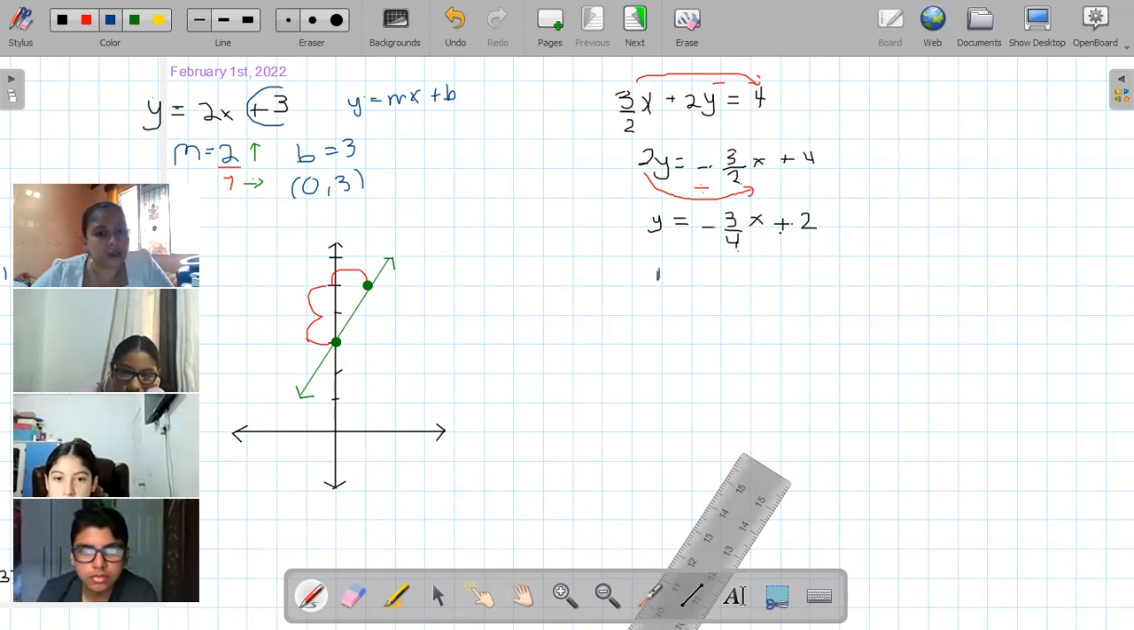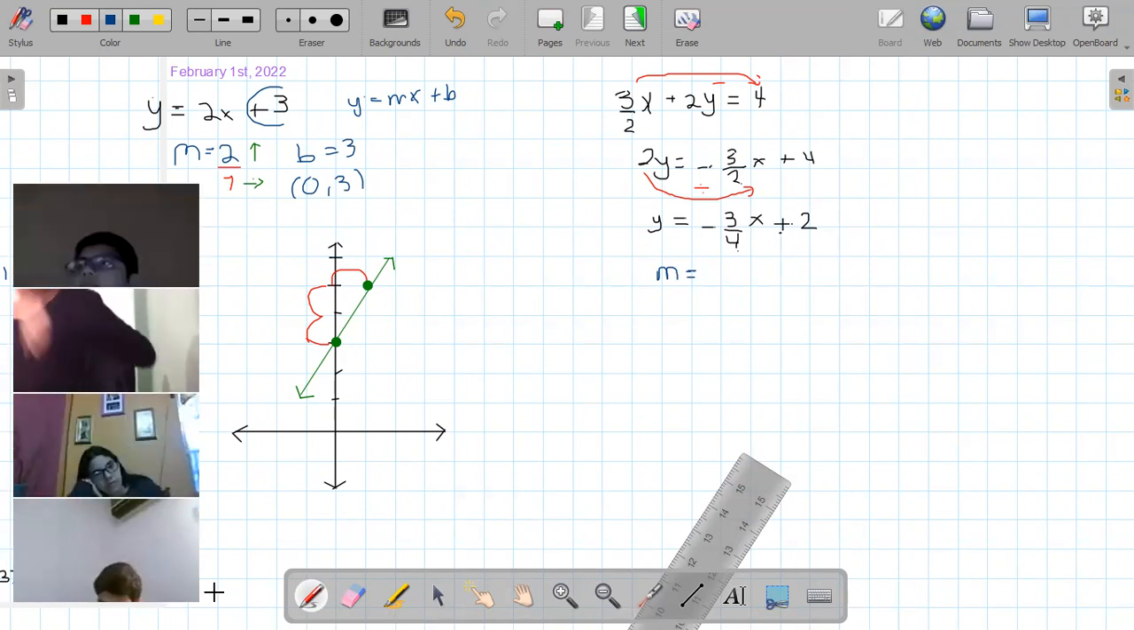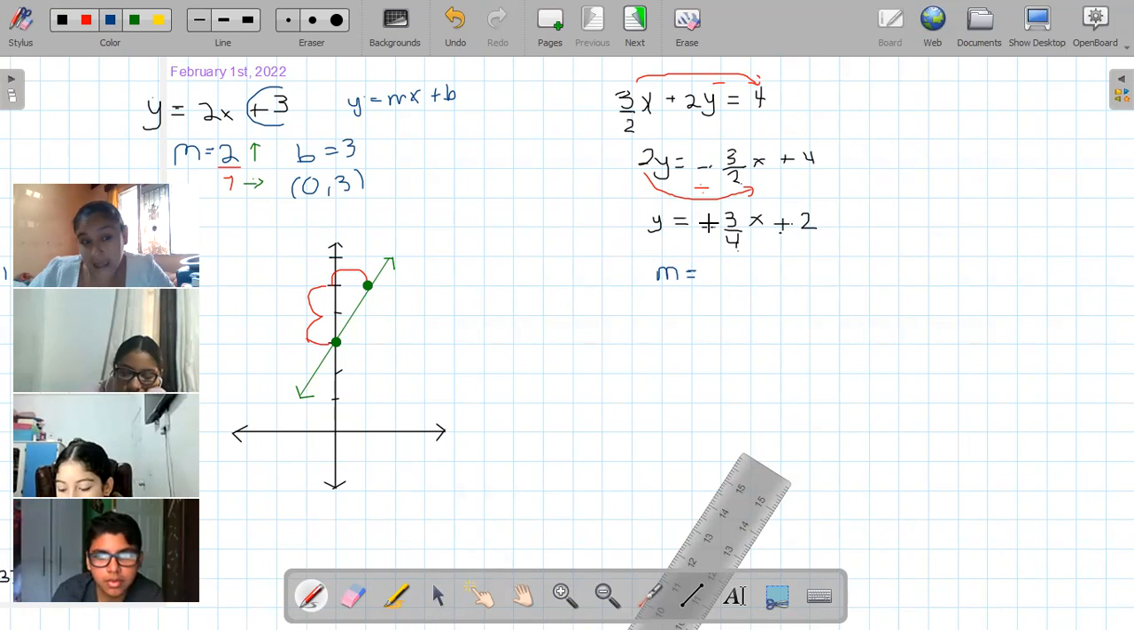So I'm going to say, okay, the slope. What is the slope in this case? What is the slope, guys? -3/4. Very good.